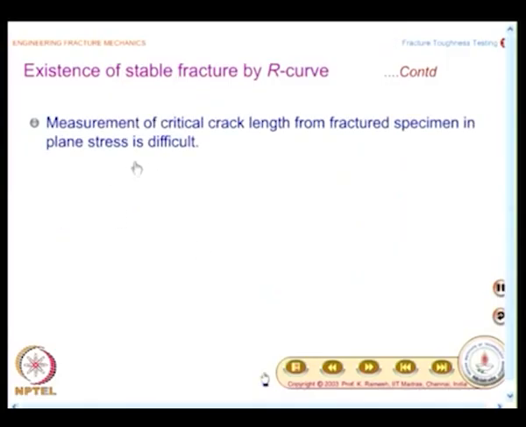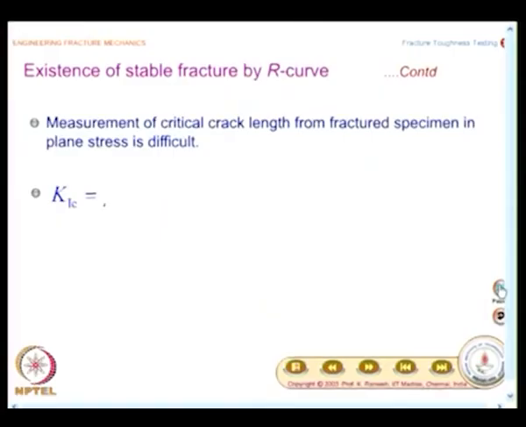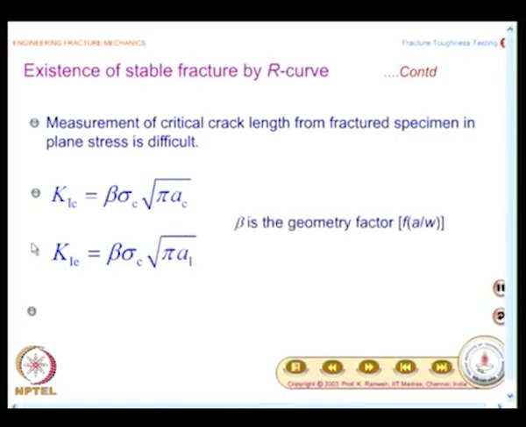As I mentioned, measurement of critical crack length from a fractured specimen in plane stress is difficult. This is because you will not be able to distinguish between the original crack length and the path followed during stable fracture. You will have certain difficulty in measurement. So, it is difficult to find K1C equal to beta sigma c into square root of pi a c.